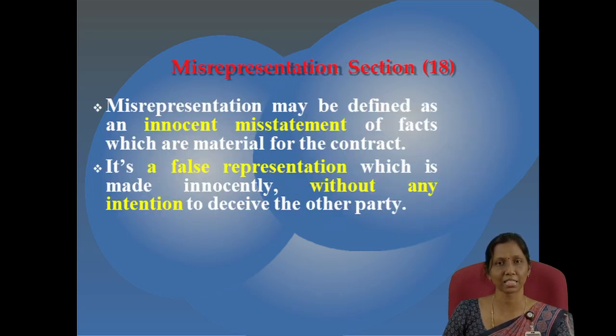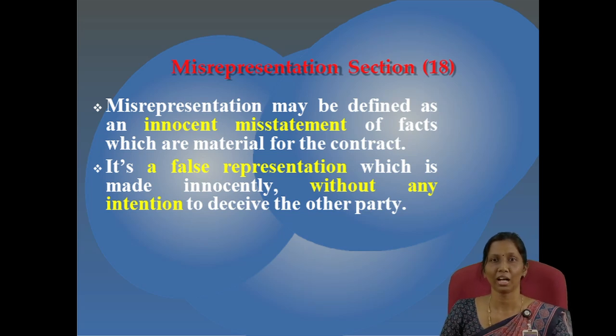Next is misrepresentation. It comes under section 18. Fraud is misstatement, but this is innocent misstatement. They are wrongly unaware of that. It's a false representation which is made innocently. They don't know that, that's why they have told them, without any intention. In fraud they have the intention to hide the matter, but in misrepresentation they do not have any intention to hide the matter. Innocently they made the misstatement.